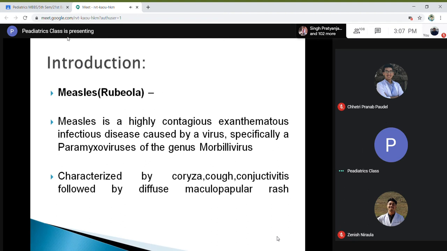So measles is a highly contagious exanthematous infectious disease, which is caused by a virus, specifically a paramyxovirus of genus Morbillivirus, okay? It is characterized clinically by coryza, cough, conjunctivitis, which could be followed by a diffuse maculopapular rash. So we're going to deal with how it comes, okay, clinically.